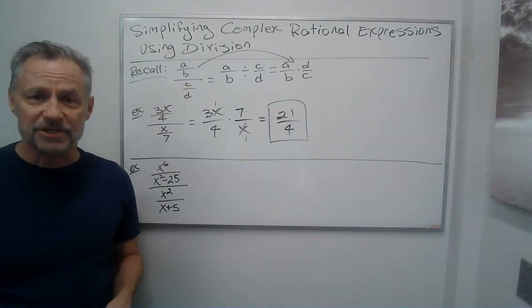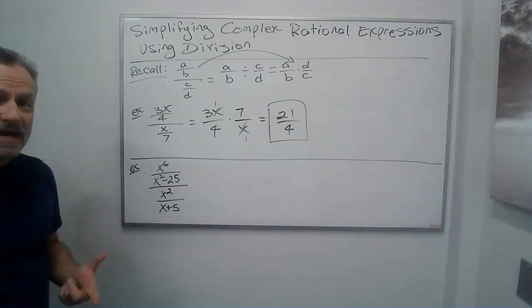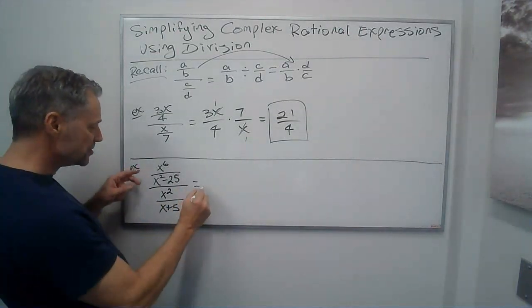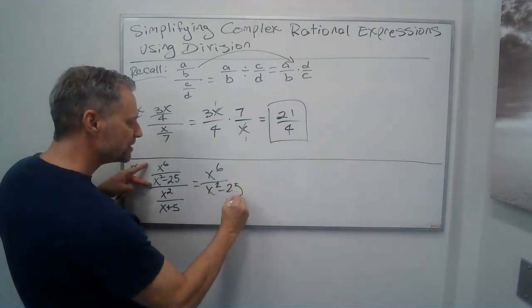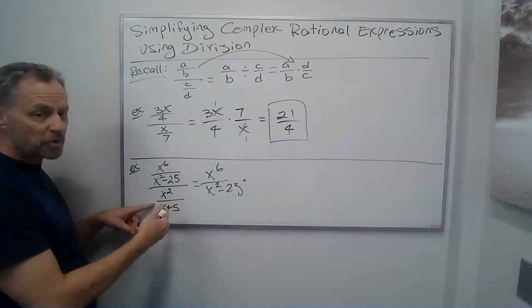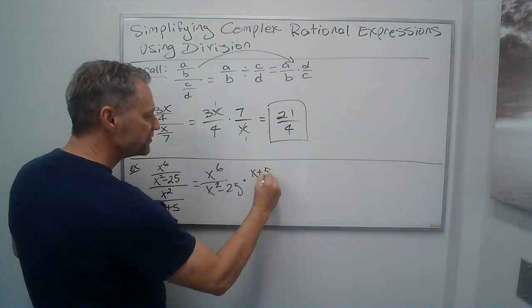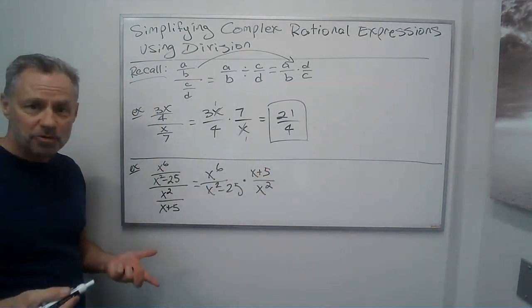Pretty simple procedure. Now, let's look at this one. It's a little more complicated. It's a little more algebraic, but it's the same idea. I take the numerator, x over 6, x squared minus 25. But now I go times, instead of divided by this, flip the bottom one over, x plus 5 over x squared. And now I can go through and do my problem.